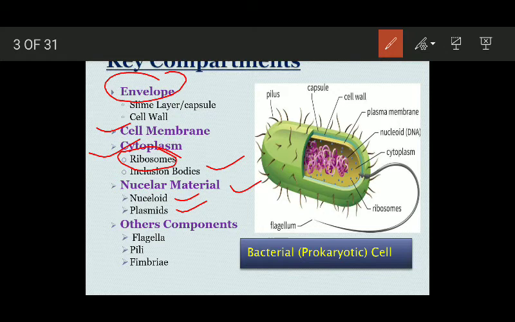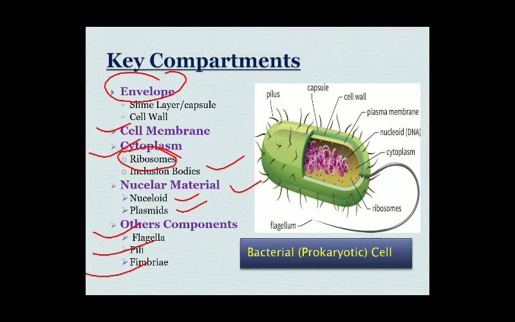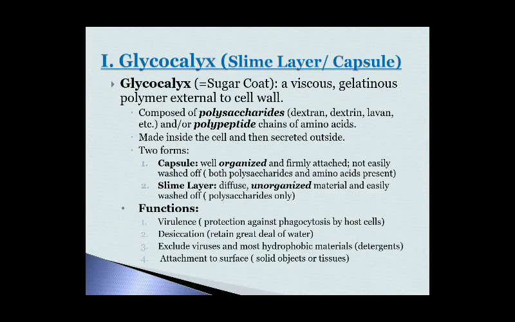Besides these components, there are some other important components of bacterial cells like flagella, pili, and fimbriae. We will have a brief overview of all of these components one by one. Without consuming much of your time, let us directly move to the glycocalyx, or slime layer, or capsule.